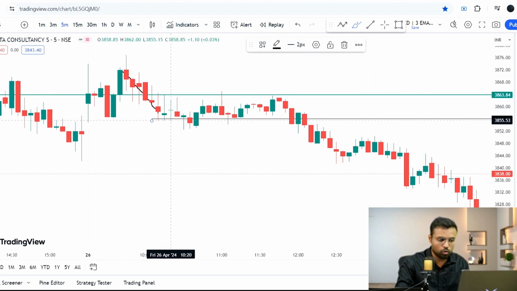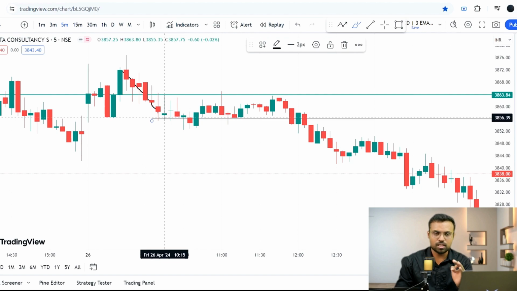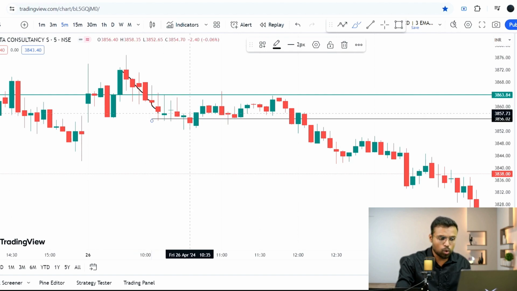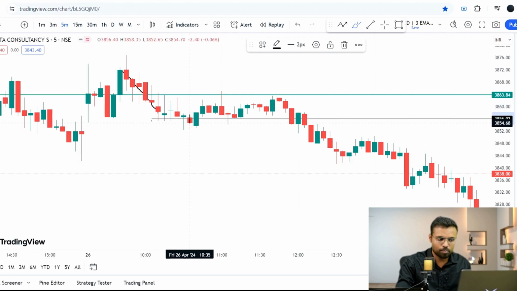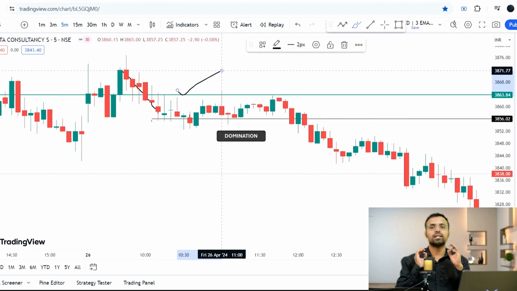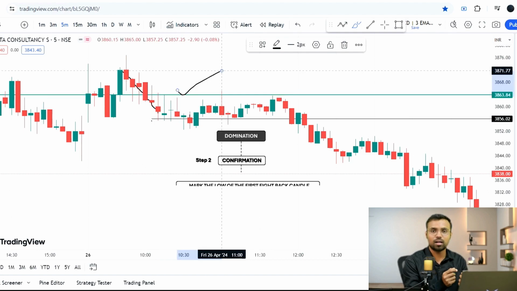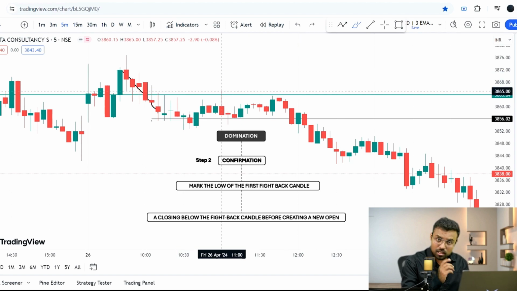The buyers came to fight back. The rule here is, the sellers, if they are able to close below this green candle, here we see, before an opening gets created above 940, then that means the confirmation part is done, right? That is confirmation. That is the second step.